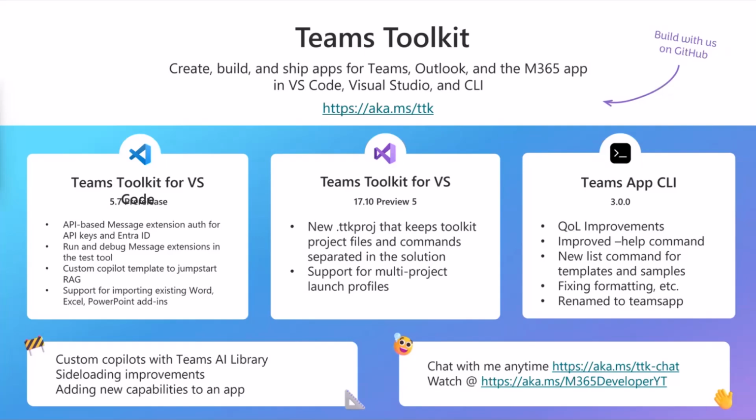And some things we're working on: more custom Copilot stuff with the Teams AI library, some continuing improvements for side loading. And one big feature area we're looking at is how do you add new capabilities to your app after you scaffold with Teams Toolkit? If you've used it for a while, you may remember there used to be add feature. Now it's a pretty manual process. So this is a top feedback item, and I'm thinking about how we can improve that.